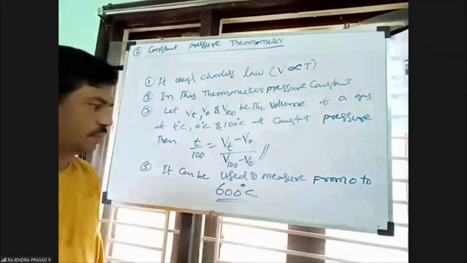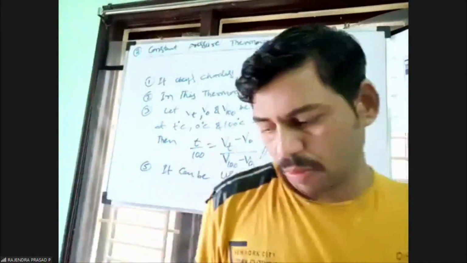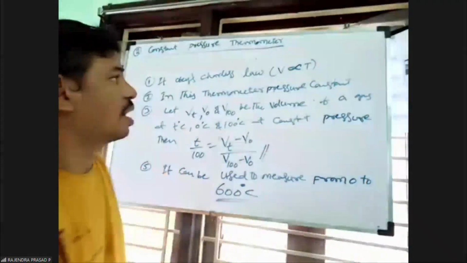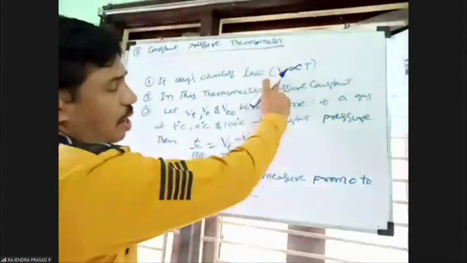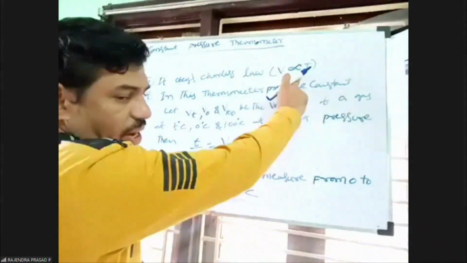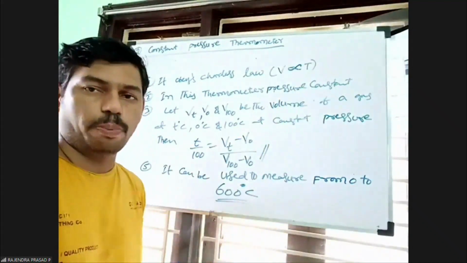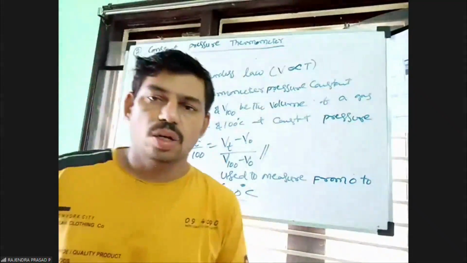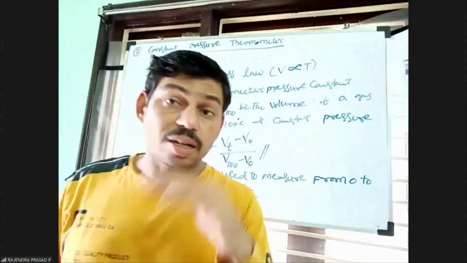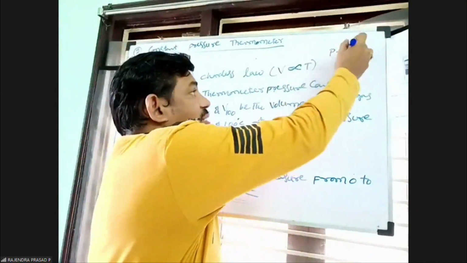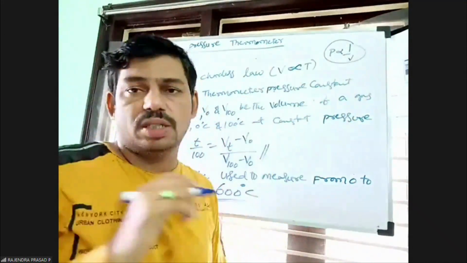Sir, does this thermometer also obey Charles' law or any other law? Yes, this is also Charles' law. At constant pressure, the volume of a given mass of a gas is directly proportional to absolute temperature. P proportional to T is Charles' second law. Charles has two laws. Boyle's law: at constant temperature, the pressure of a given mass of a gas is inversely proportional to volume. This is called Boyle's law.